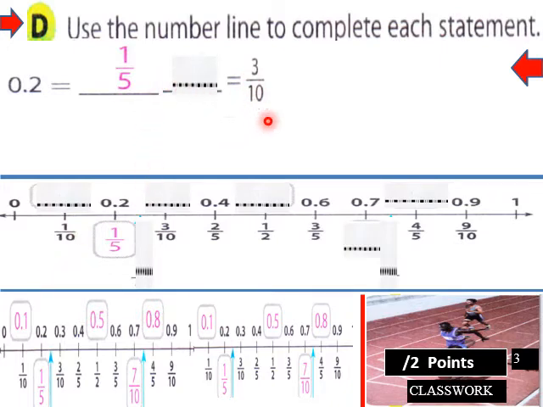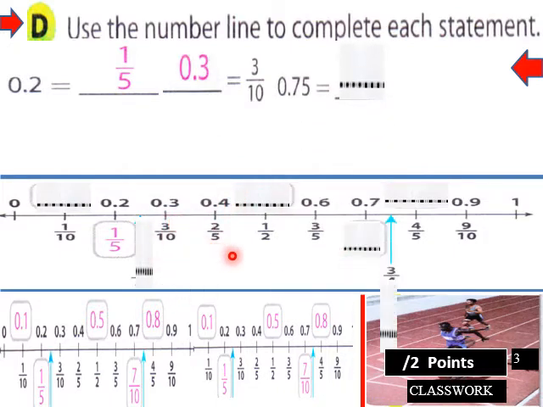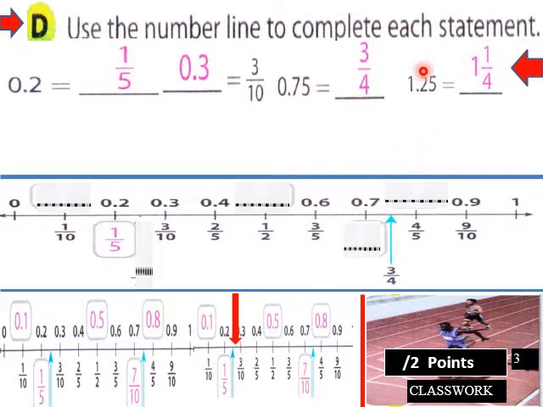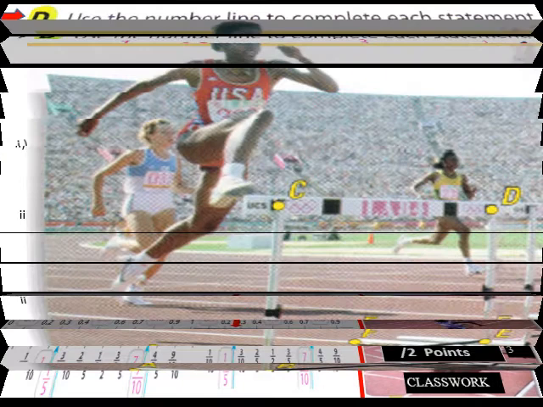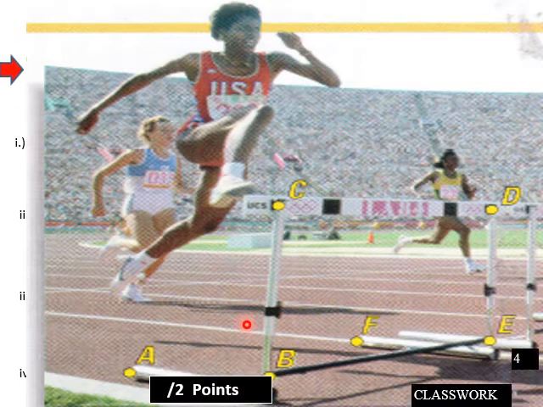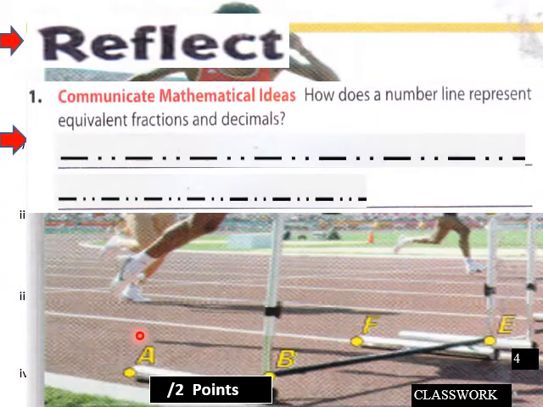Now, blank equals 3/10. So which decimal would equal 3/10? 0.3. And then which, oh, I just gave it away. 0.75 equals what fraction? 3/4. And then 1.25, what would that be as a mixed number? It would be right here, and that would be 1 1/4 as a mixed number, 1.25. We have 1/4 here, but you would add this to 1, so it would be 1.25. So that is the equivalent fractions and decimals.